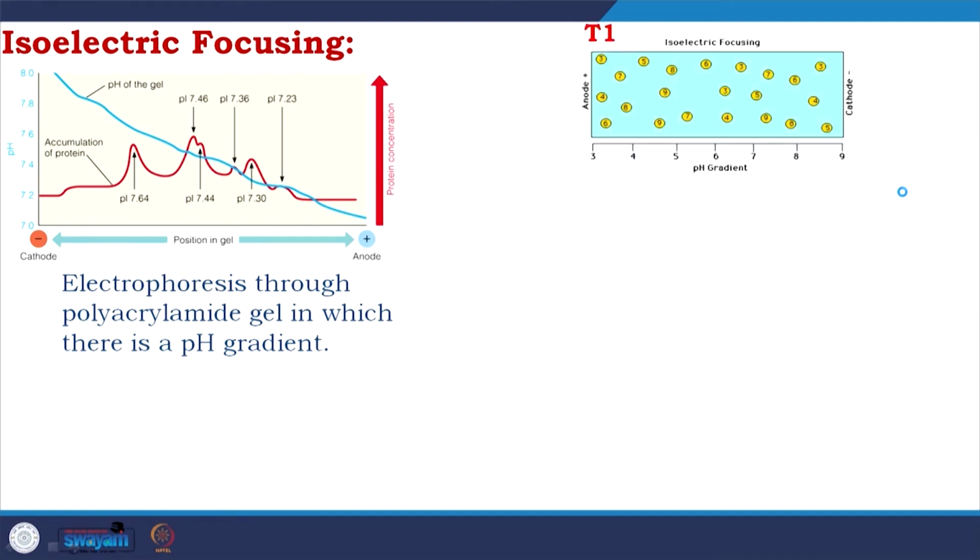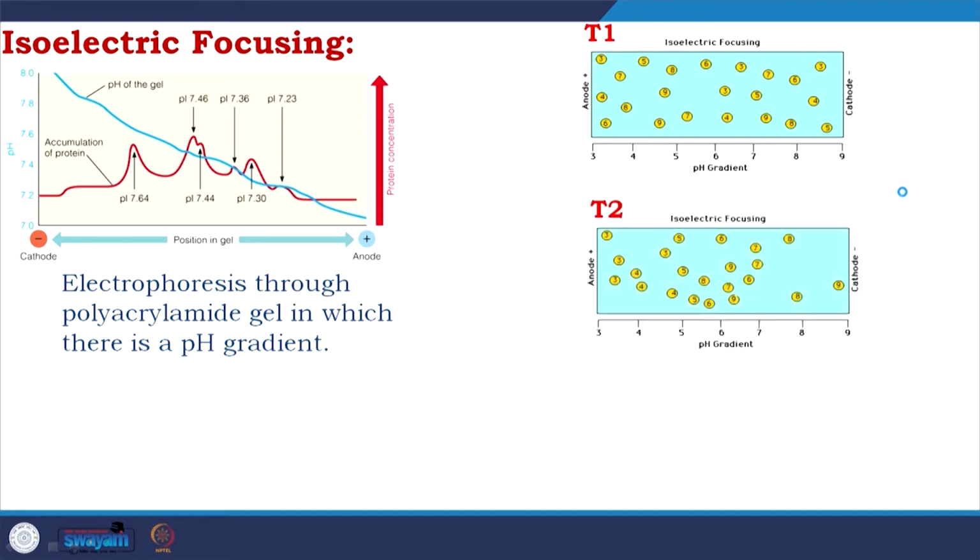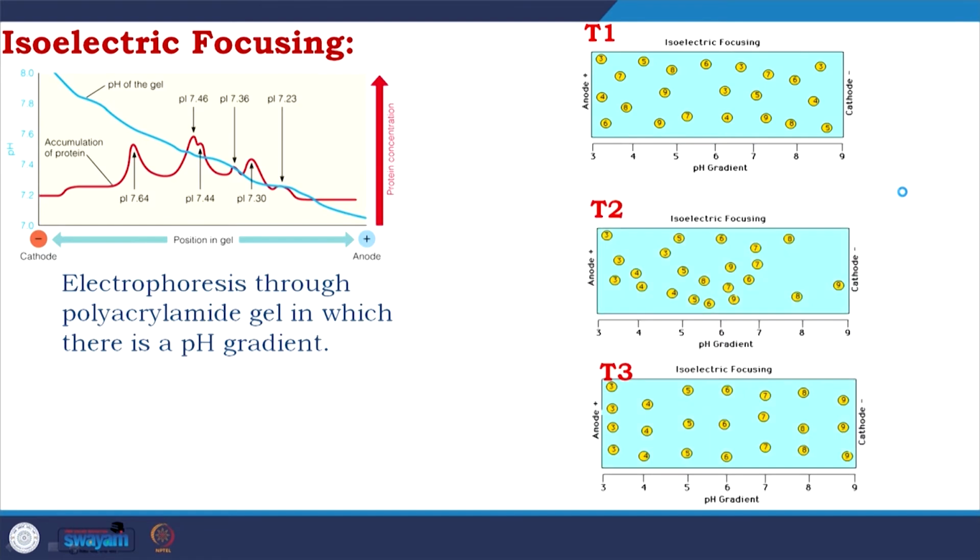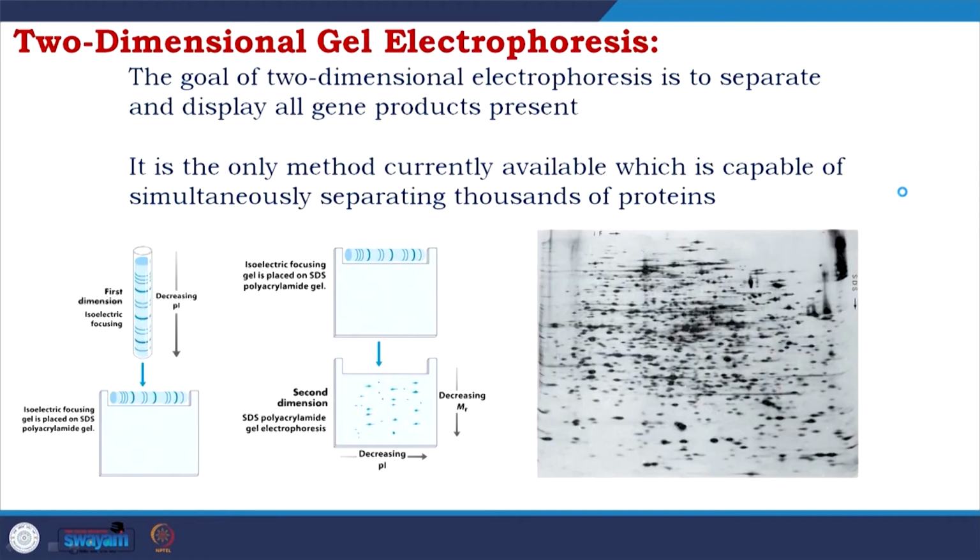So, you start at time 1 and they are random, then gradually they are separated and ultimately they are separated from anode to cathode because of the isoelectric focusing, the difference in the pH gradient along with the different pIs. Now, you combine these two techniques, isoelectric focusing and gel electrophoresis. It is called 2-dimensional gel electrophoresis.